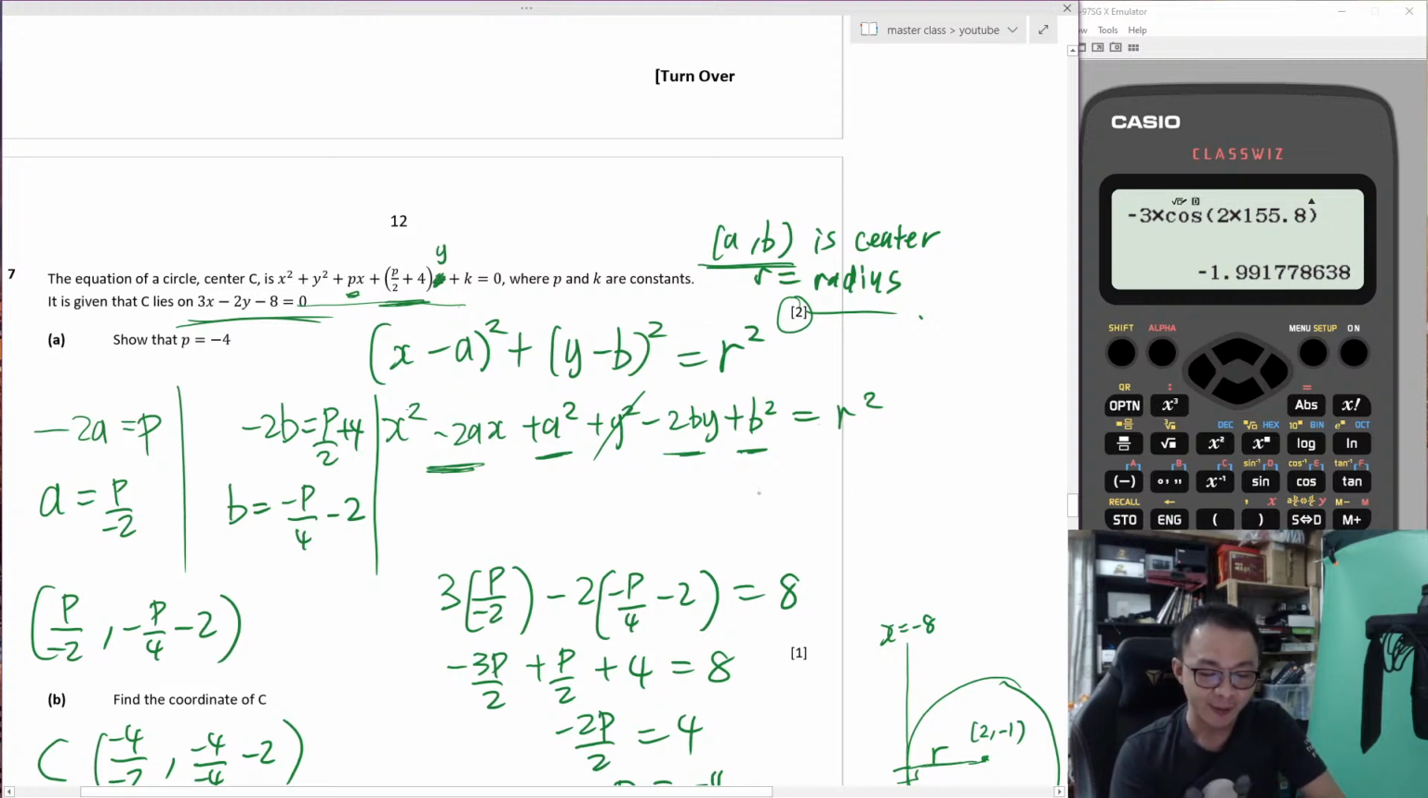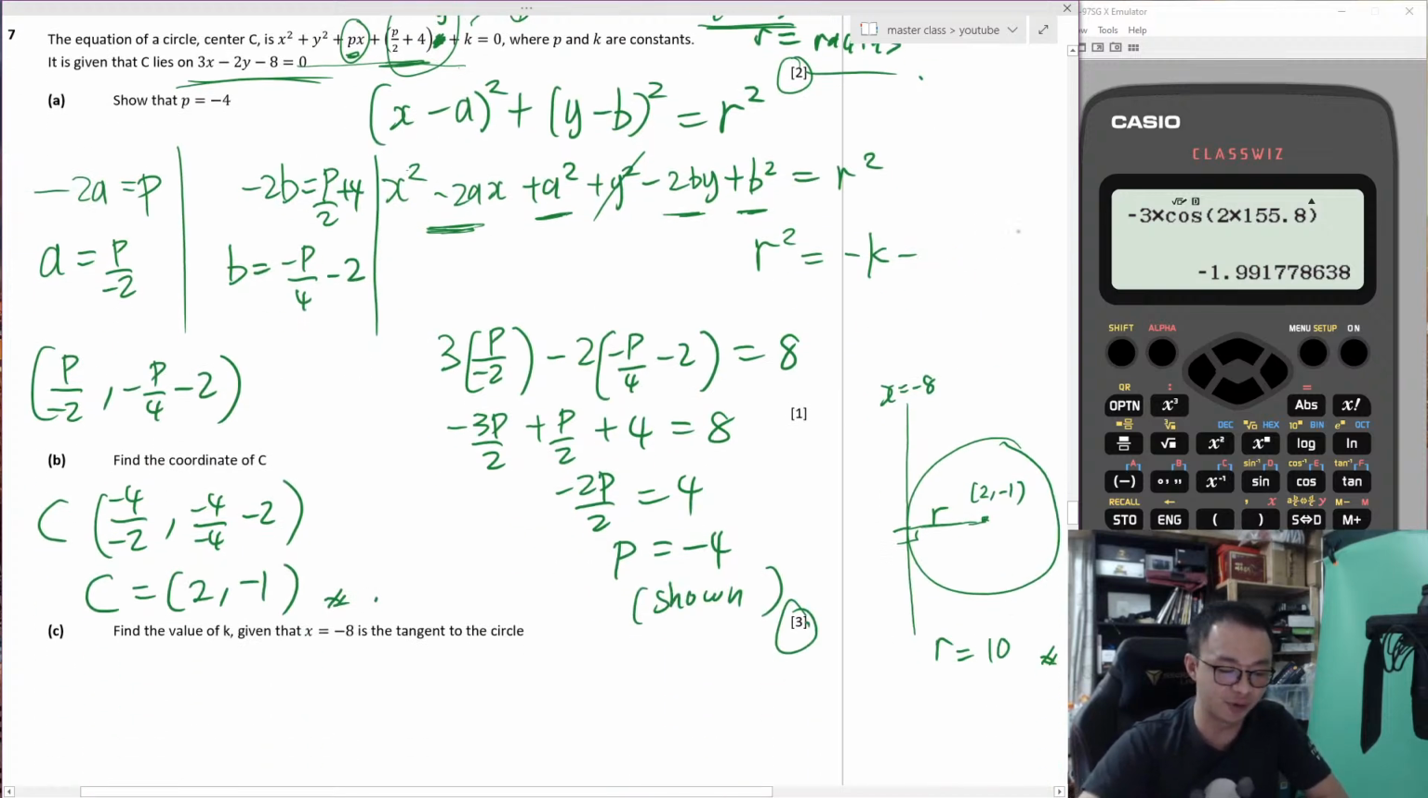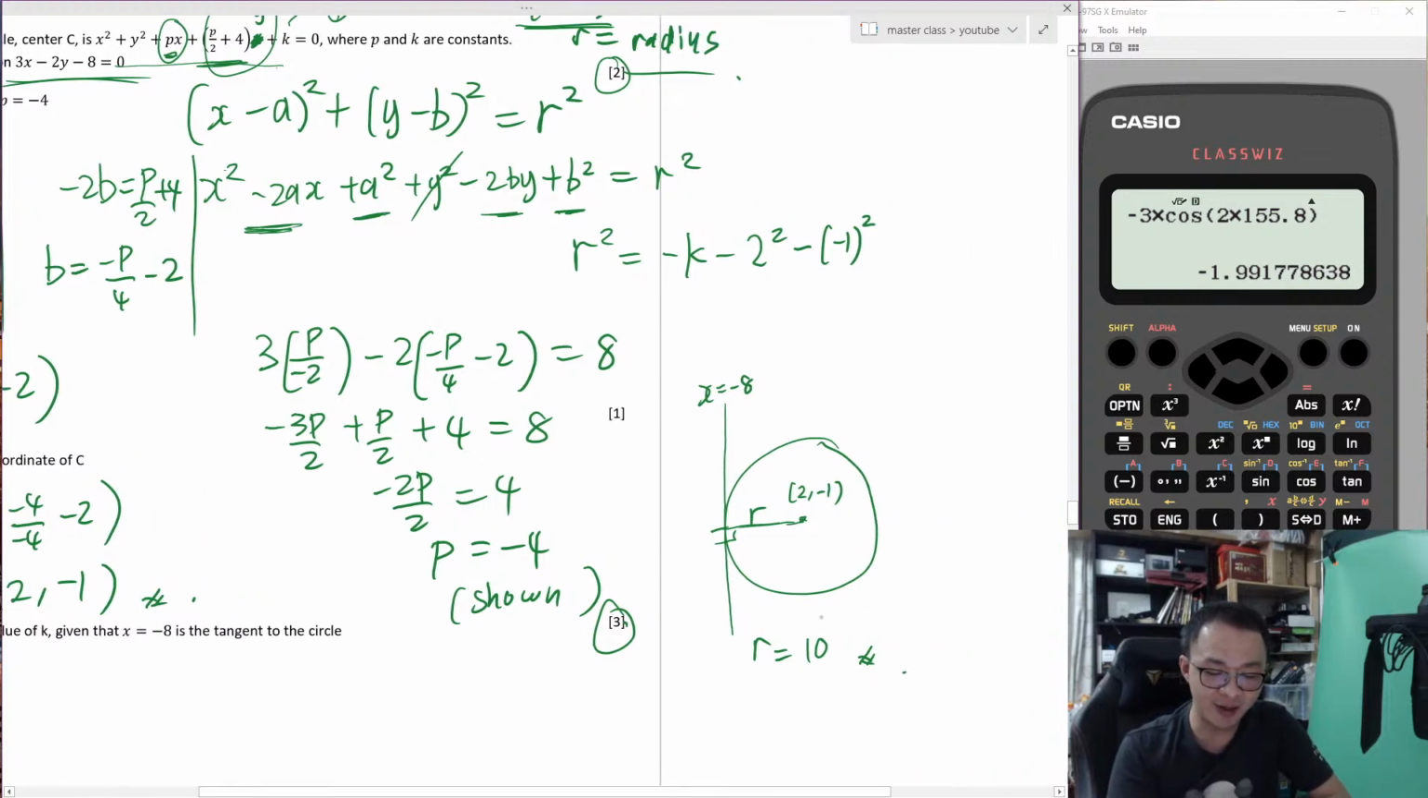So over here, my r square should equal to, from this equation, because I have the term with px and some interval y. So if I move this k to the other side, I should have something like negative k, and then I need to minus the a square, which is p minus 2 square, and then minus the b square, which is this one. I have the a and b, right? So no need to do so troublesome. So it's just minus 2 square and minus negative 1 square equals to my r square. Okay, so my r is 10.